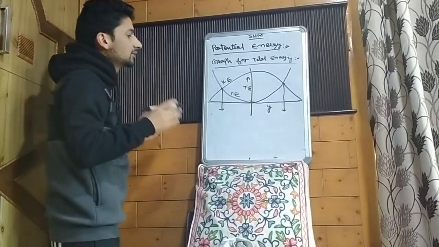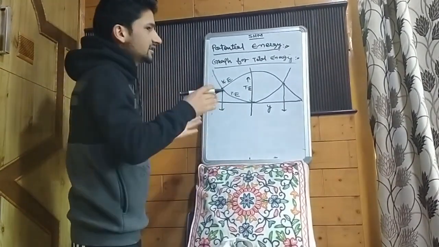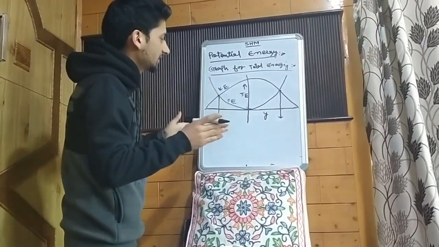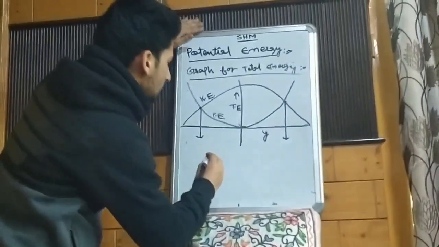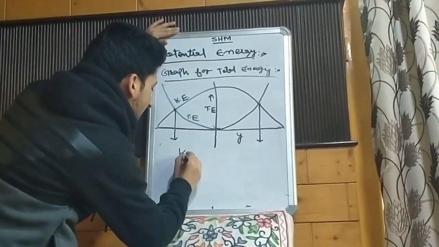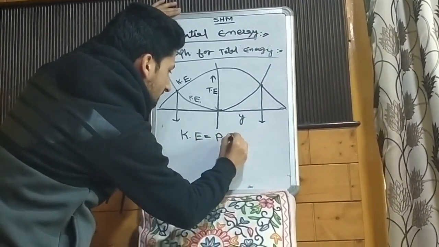Let's try to calculate the value of the displacement where the kinetic energy and the potential energy are both equal for a particle executing simple harmonic motion. So at this point and at this point, kinetic energy will be equal to potential energy.